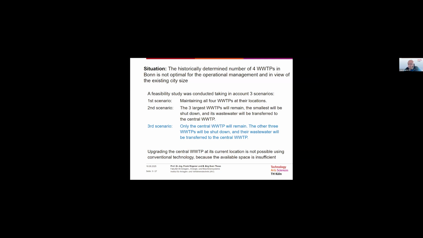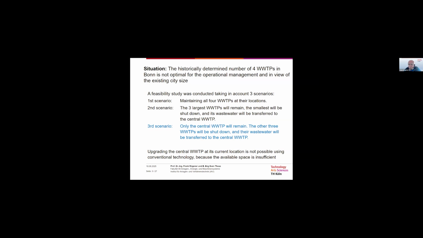The first scenario is to keep it as it is, four wastewater treatment plants. Second is to close down the smallest one and to keep the others. And what I will present is an approach that the largest one shall remain, and the others will be shut down, and the wastewater of the existing plants will be transferred to the remaining wastewater treatment plant.